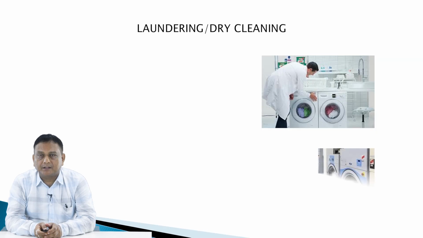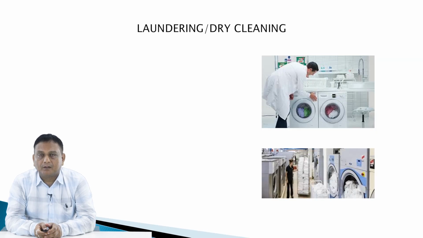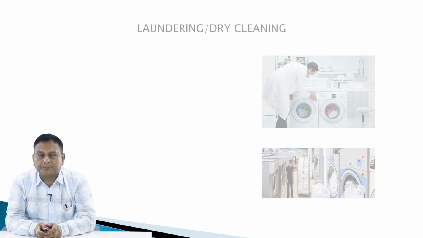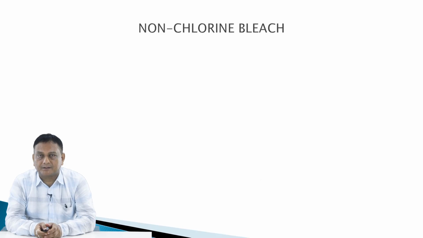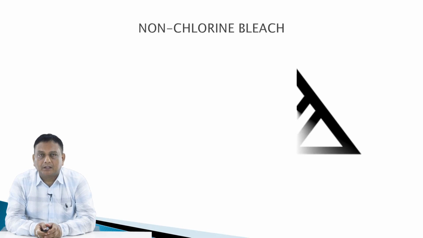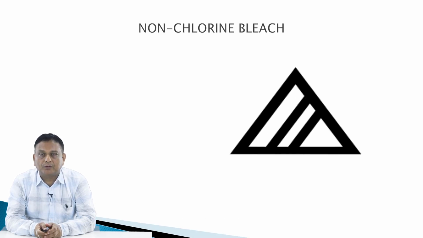Now, this is one of the areas where washing machines are used, that is laundering or dry cleaning. Here different instruments are used, as you can see, the washing and dry cleaning machines. So after washing and dry cleaning, what is the colorfastness? That is the question. Then coming to non-chlorine bleach, this is the symbol of non-chlorine bleach. Sometimes in the garment, non-chlorine bleach is used to see the strength of the dye that has been used, whether the dye is fading out or not.